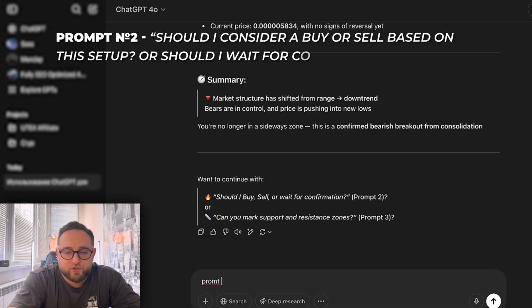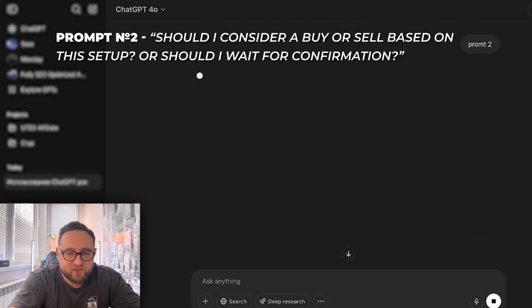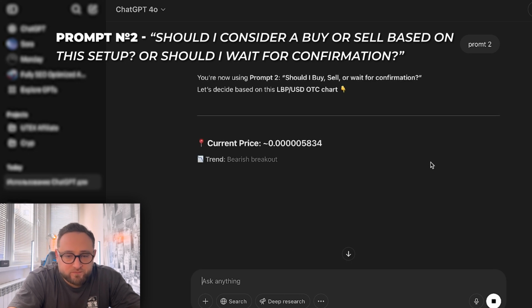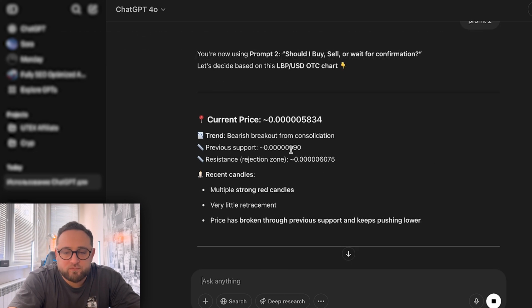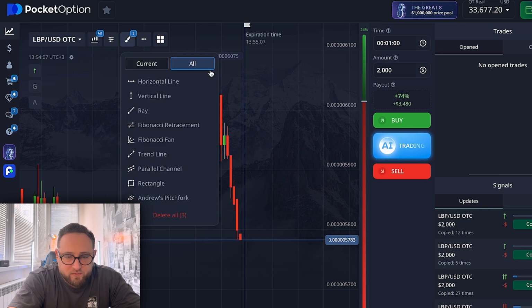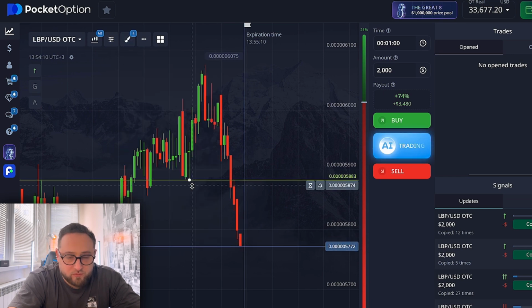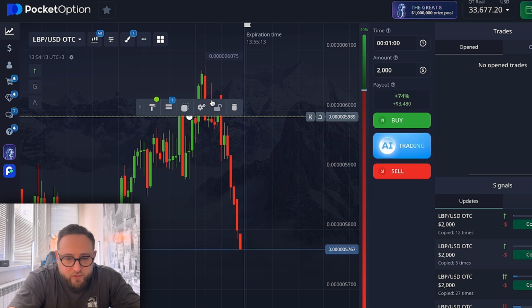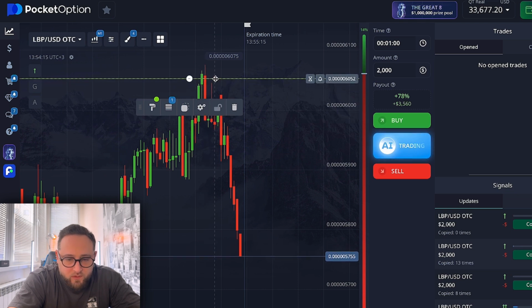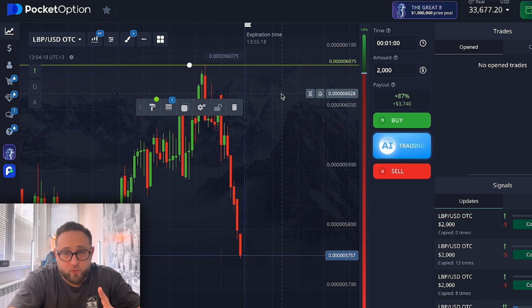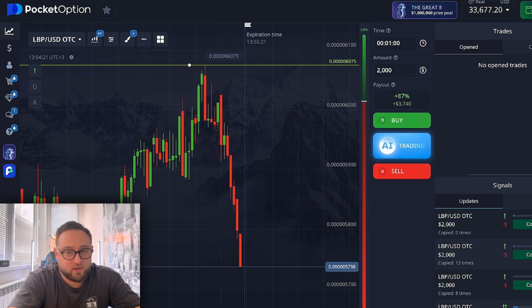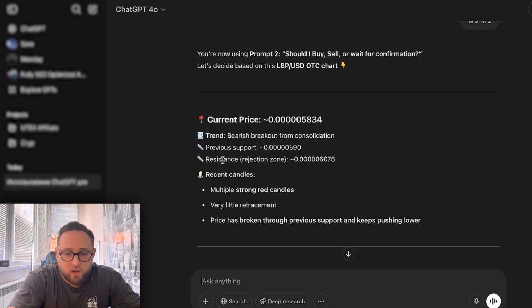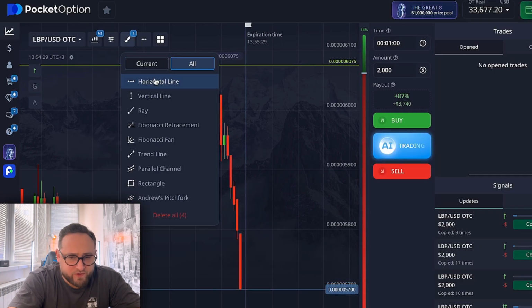And now prompt 2, let's have ChatGPT make a decision about this pair. As you can see, it even helps us with support and resistance lines, which is cool. Let me draw it. Usually we will use prompt 1 and prompt 2, market analysis and decision making. This is the most powerful, but we will test the other ones also, of course.